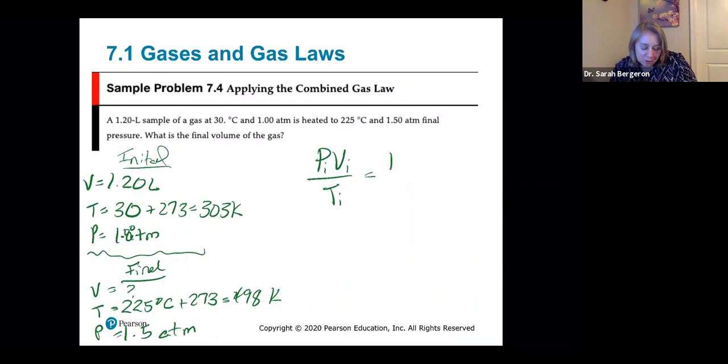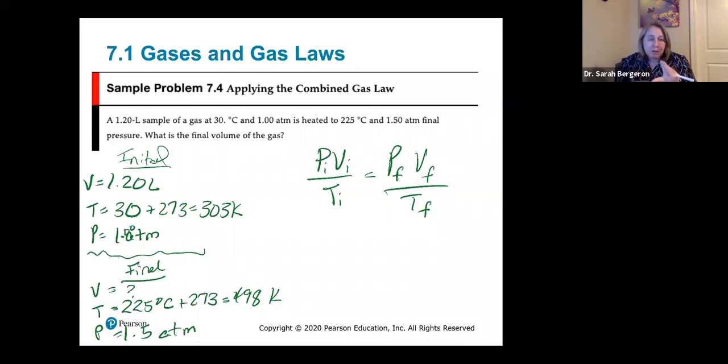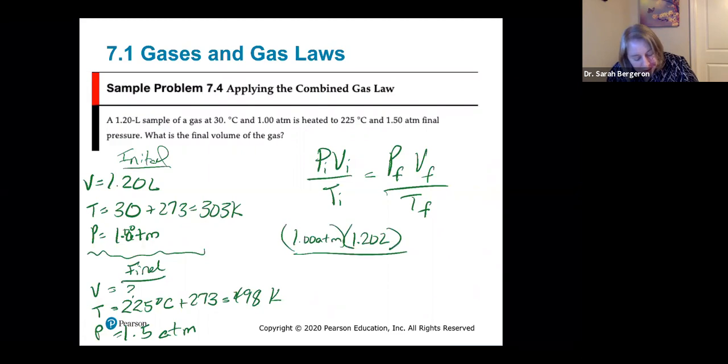Initial, final. Okay, and in this one, you just don't get rid of anything because we're changing temperature, we're changing pressure, and we want to know what happens to volume. So you just don't cross anything out. Just plug it all in. So our initial pressure was 1.00 ATM. Our initial volume was 1.20 liters. We know our temperature, 303 Kelvin. Okay, our pressure final was 1.5 ATM. Our volume final is unknown, and our temperature final was 498 Kelvin.